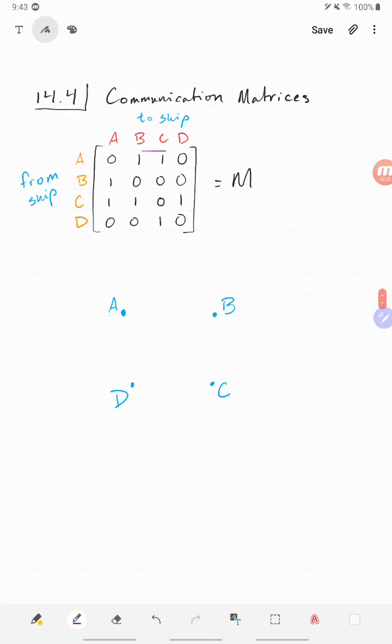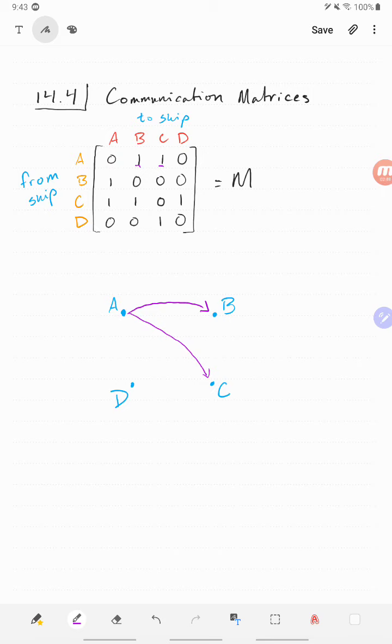So I can look at this and I say, well, where does A communicate to? Well, it looks like A communicates to B and C. So I'm going to draw a little line. I'm going to say, well, this goes from A goes to B, and A also goes to C. All right, that's it. It only communicates with B and C.